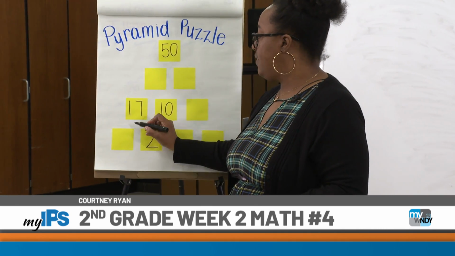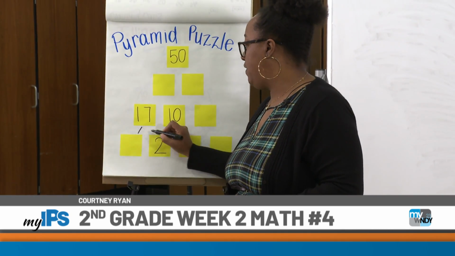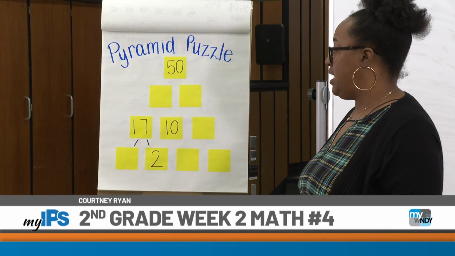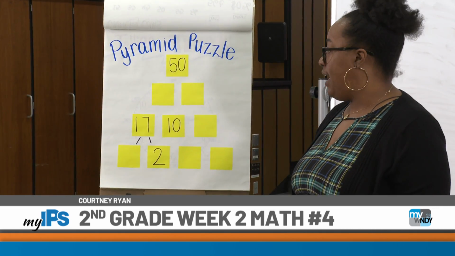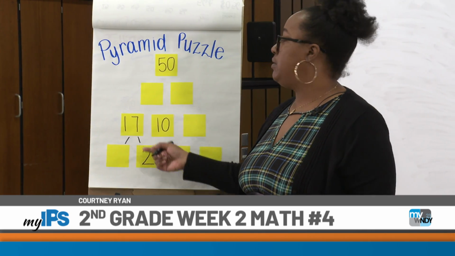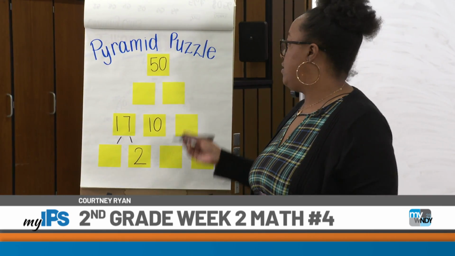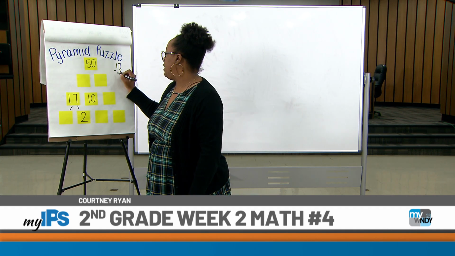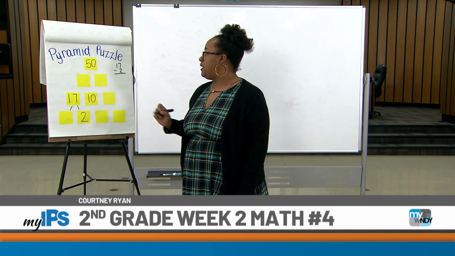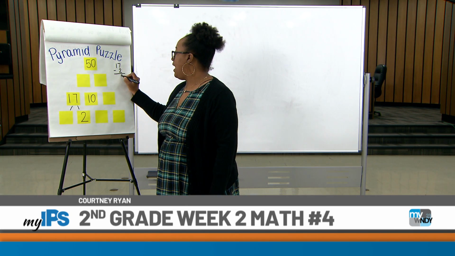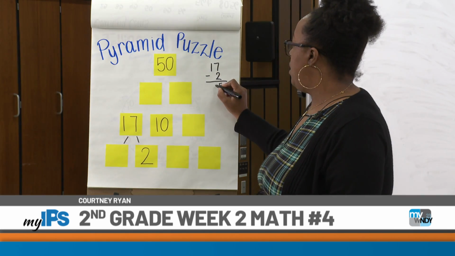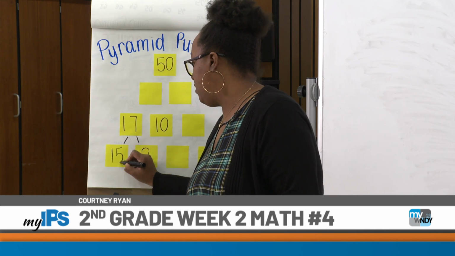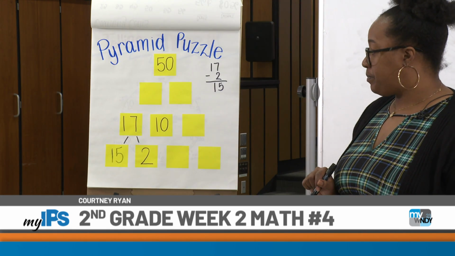I'm looking at 17, and I know that these 2 numbers, when added together, have to equal 17. In order for me to figure out what number added to 2 equals 17, I need to subtract. So I'm going to do 17 minus 2. I start in the ones place. 7 minus 2 is 5. 1 minus 0 is 1. So 15 is the number that goes in this first box.